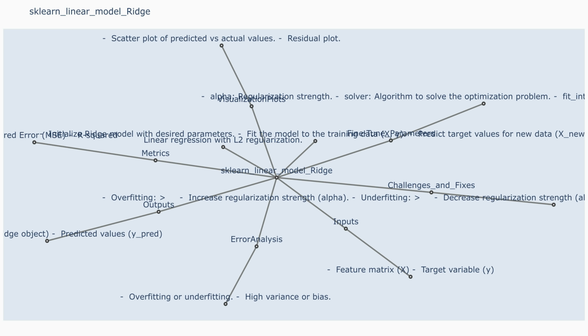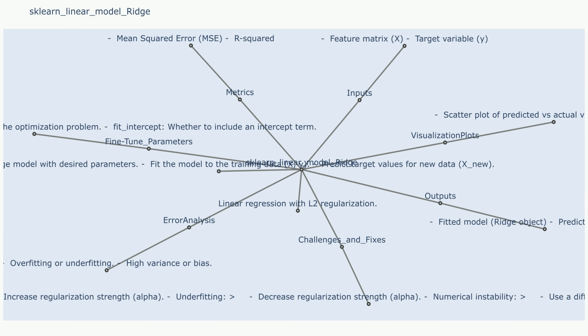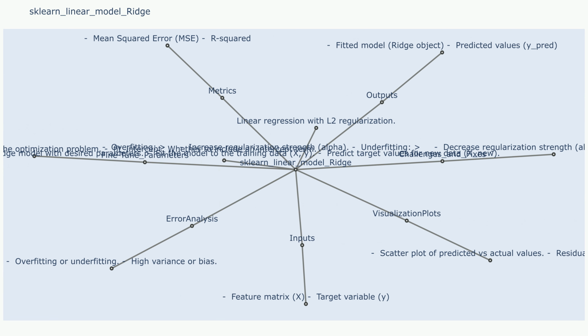sklearn, linear model, ridge. Description. Ridge regression is a linear regression model that adds a penalty term to the loss function. The penalty term is based on the sum of squared coefficients. This penalty term helps to prevent overfitting by shrinking the coefficients towards zero. Ridge regression is particularly useful when the number of features is large and the features are highly correlated.